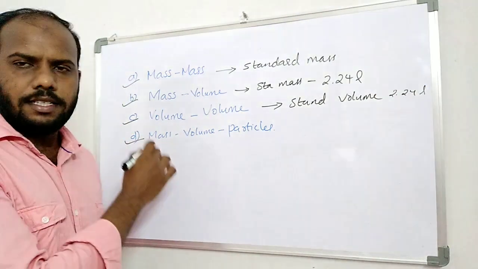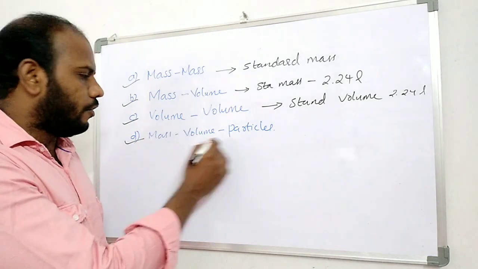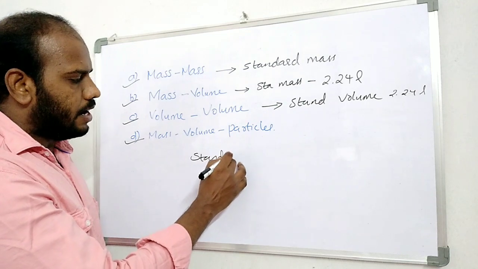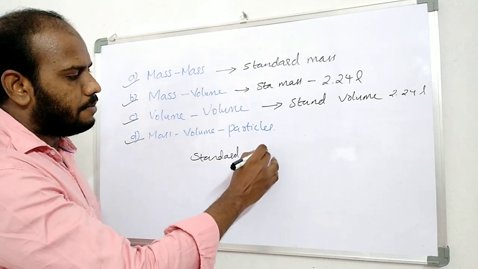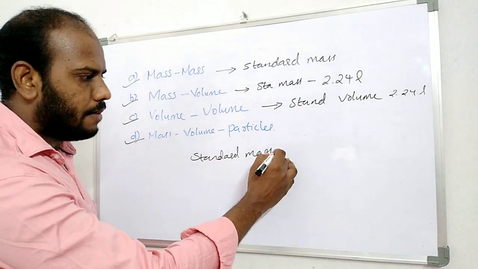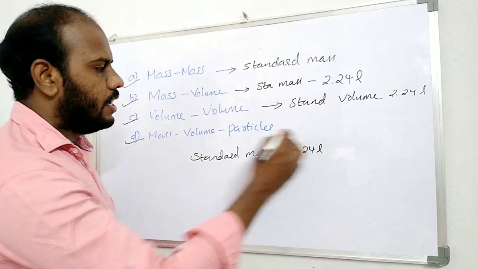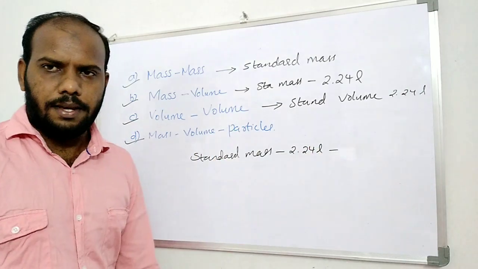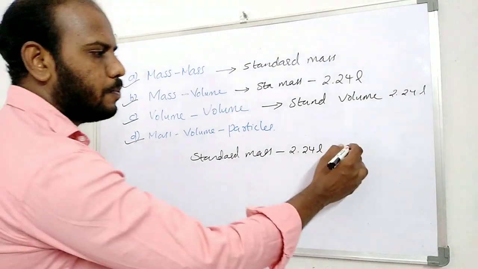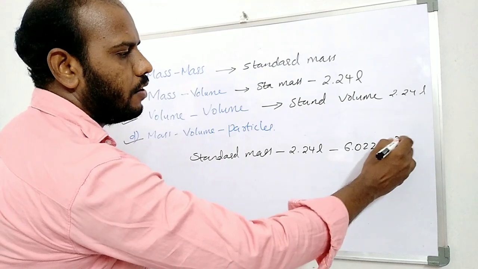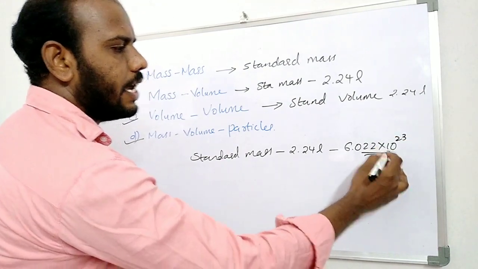Next we know the mass-volume-particles. For this we take the standard mass of an element, and the volume we know, 22.4 liter. And now the particles, that is 6.022 into 10 to the power of 23. This is the standard particle.